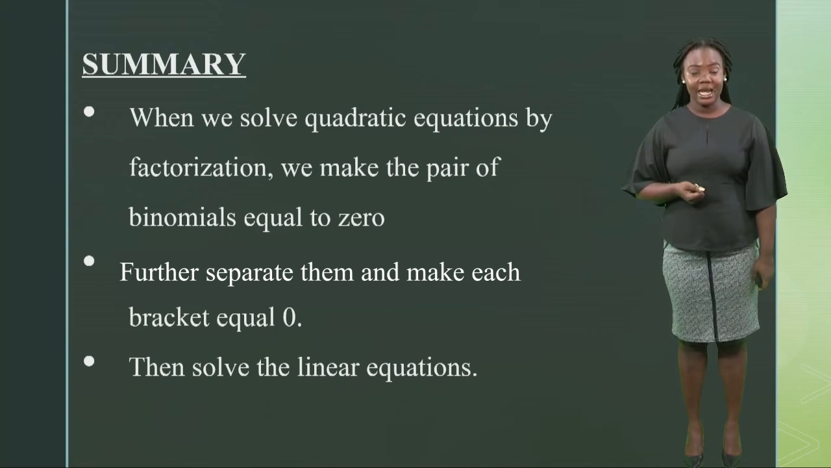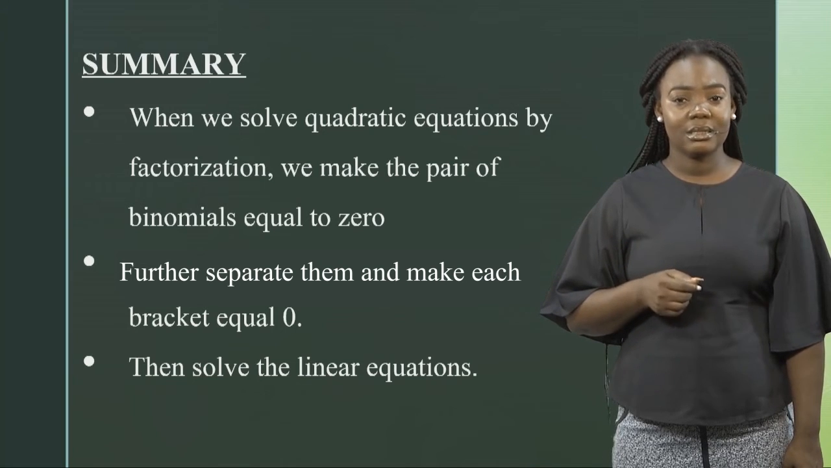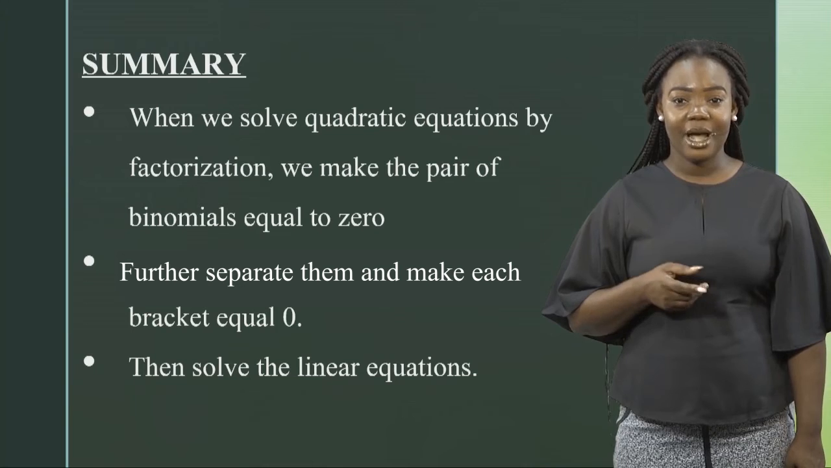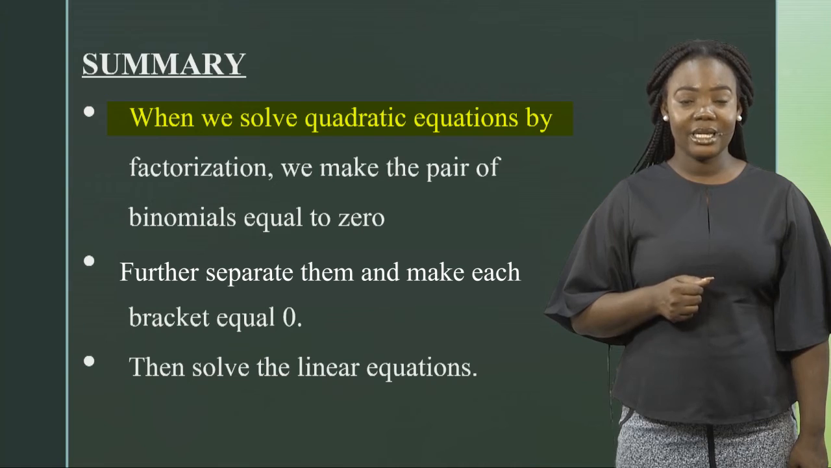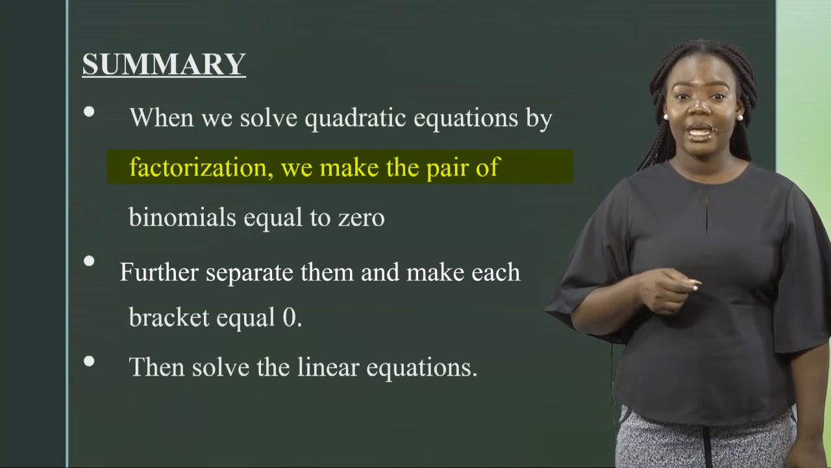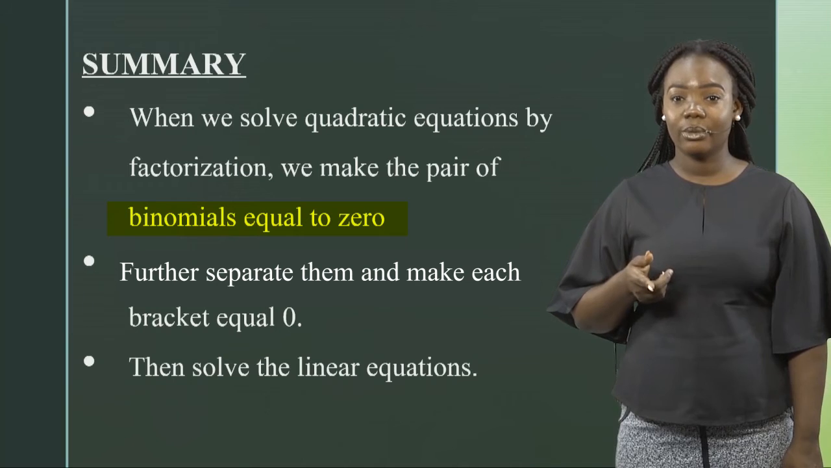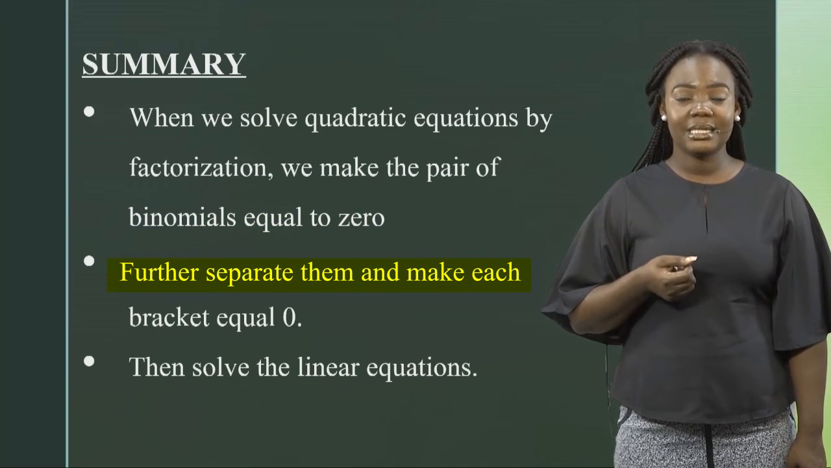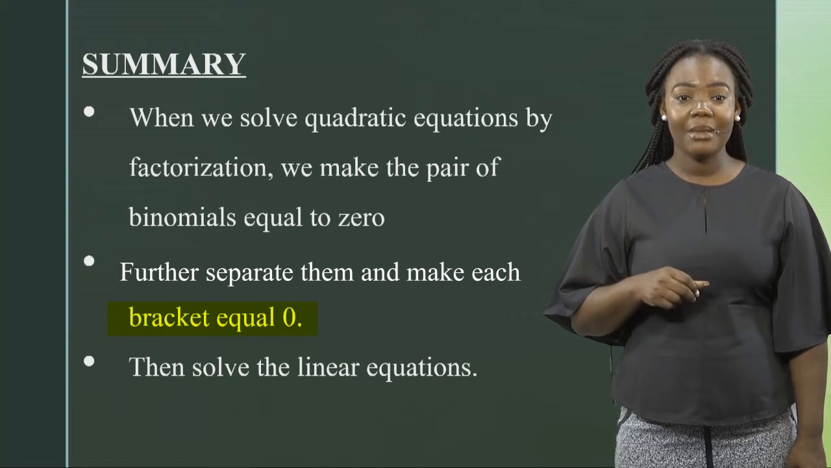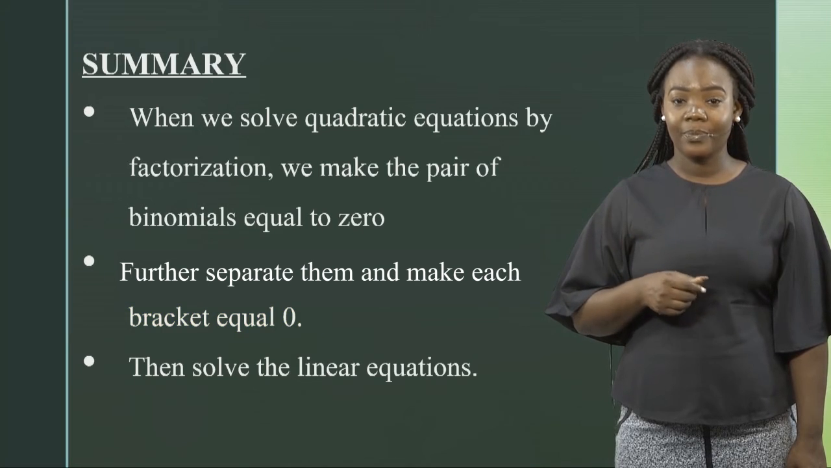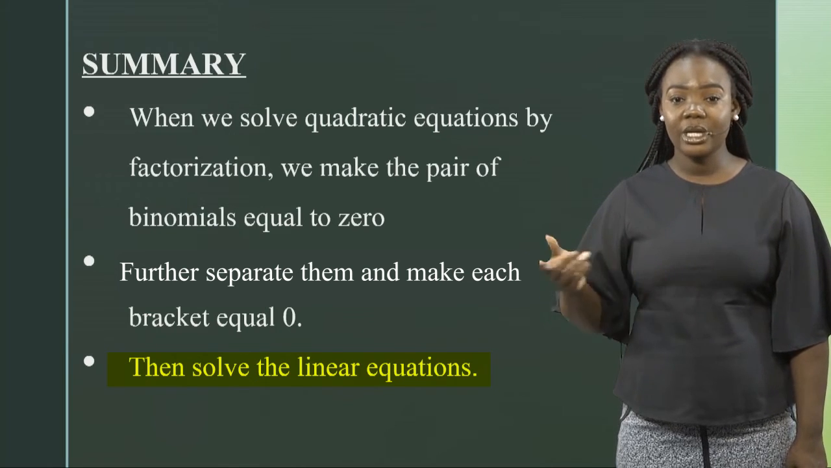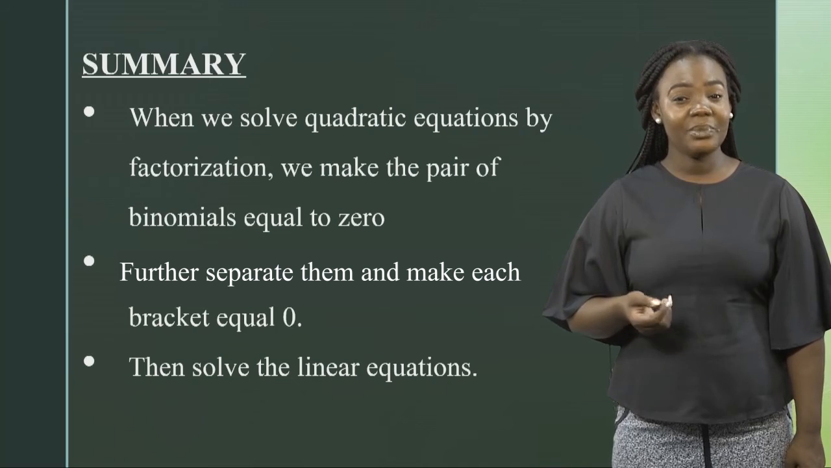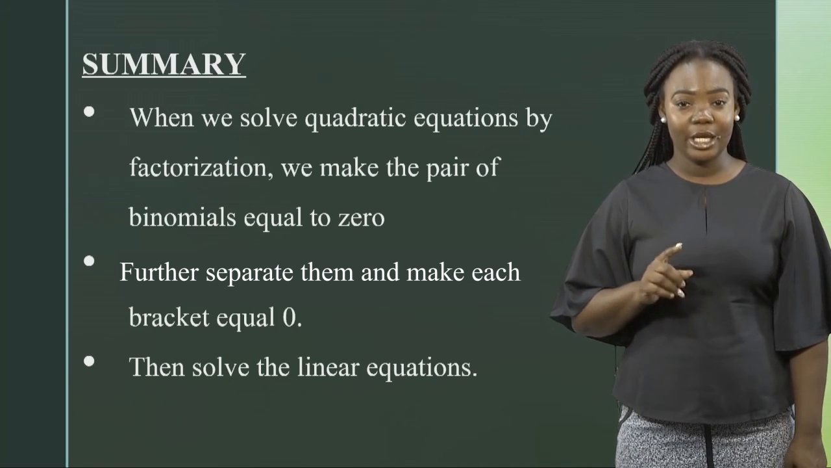Now that we have come to the end of our lesson, let's recap what was done. We looked at how we can solve quadratics after factorization. So in order to do that, it says here that when we solve quadratic equations by factorizing, we make the pair of binomials equal to 0. Therefore, we separate each of our binomials and make each bracket equal to 0. Once we do that, we're going to end up with two linear equations. So we solve them. And that is basically how you solve quadratic equations.